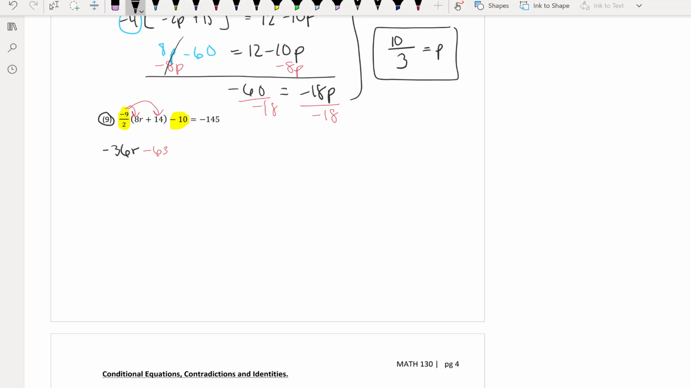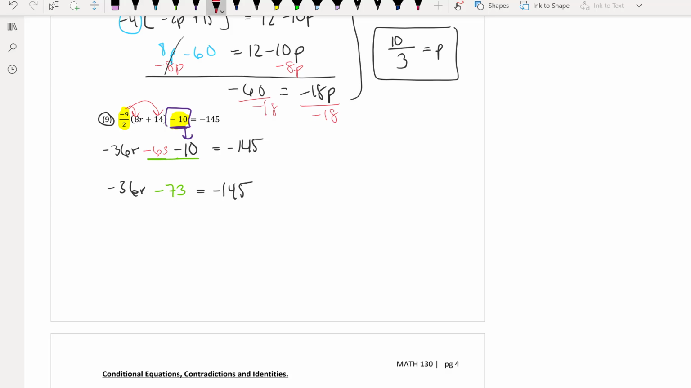Now I have a -10 is equal to a -145. And this is because the distribution ends at 14 because it's inside the parentheses. So this -10 that I see right here needs to be copied down exactly as -10. So now what I can do, if I have a -36r on both sides, well, I can see that I have a -63 and a -10. So -63 minus 10 is going to give me a -73 is equal to a negative 145.